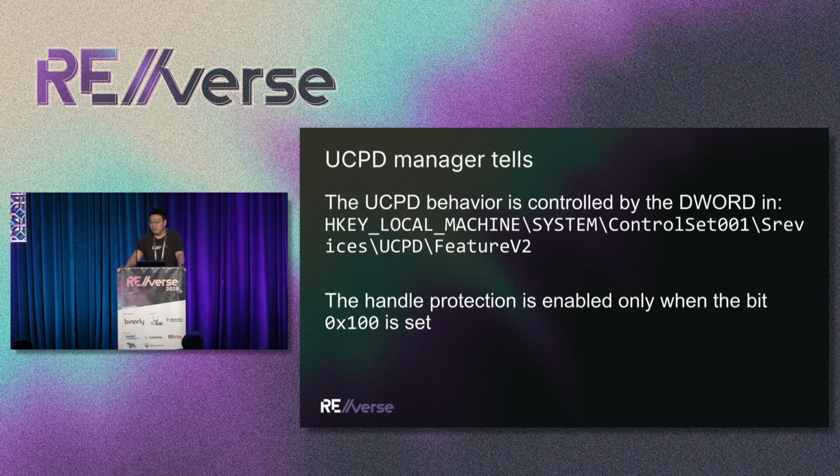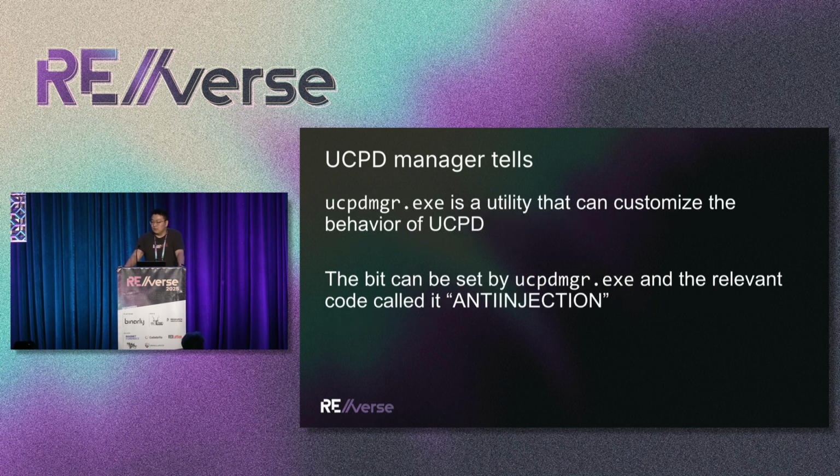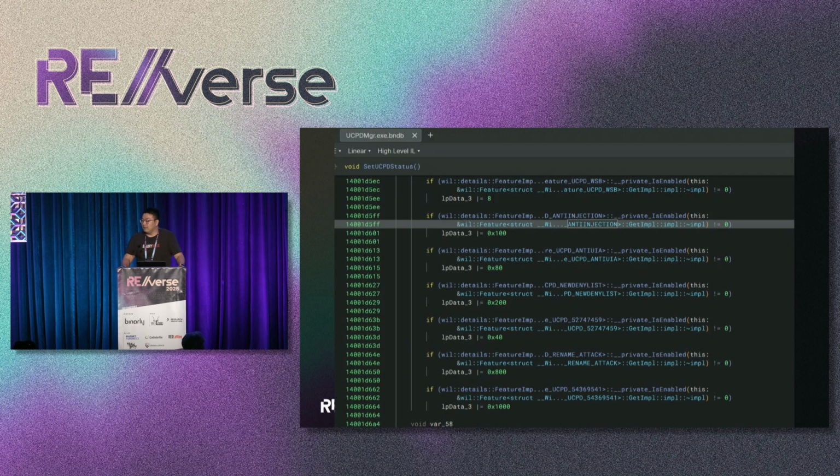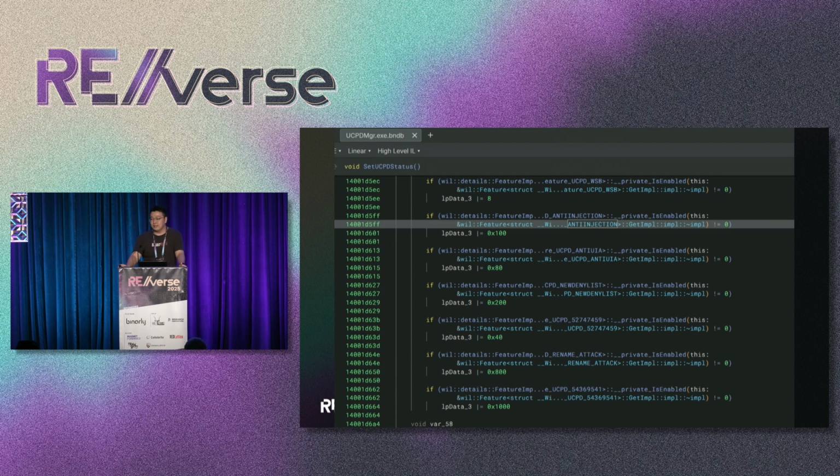So when will this value be set? This is a code snippet in the UCPD manager that actually sets this bit, and we can see from the symbols, which are still available from the Microsoft symbol server. I'm not sure whether they just forgot to remove it, because the symbol for UCPD.sys is already removed, but the symbol for the manager.exe is still there, so we can actually look at what is happening. They call it anti-injection, as I highlighted. So pretty much, that's the story.